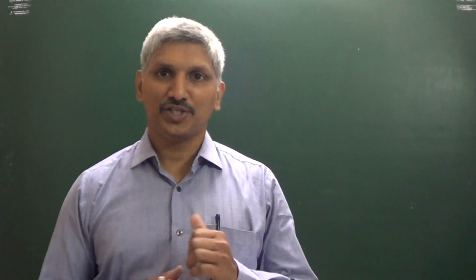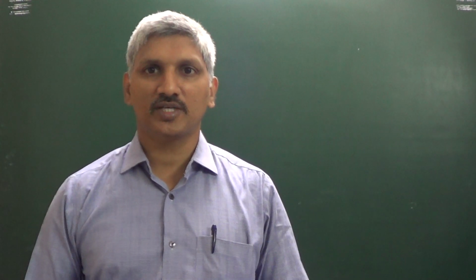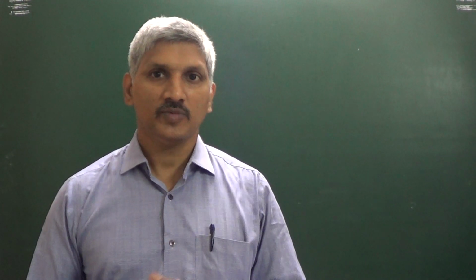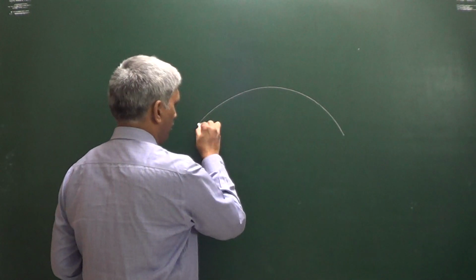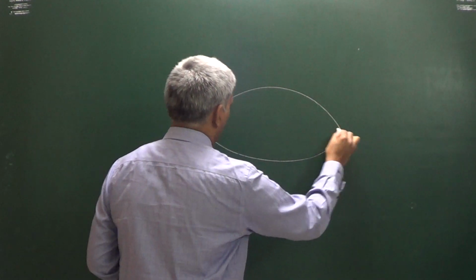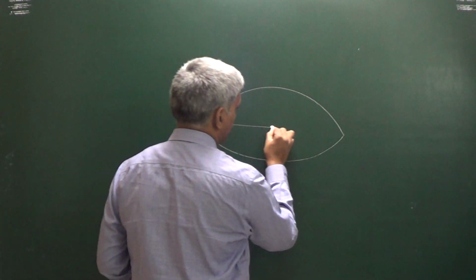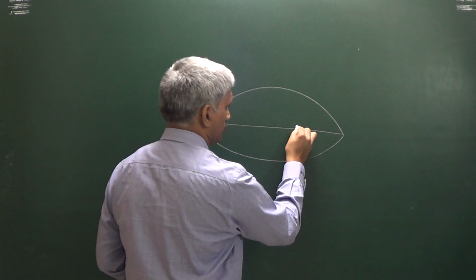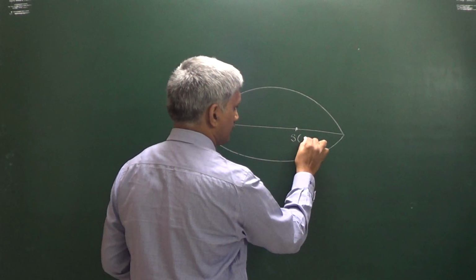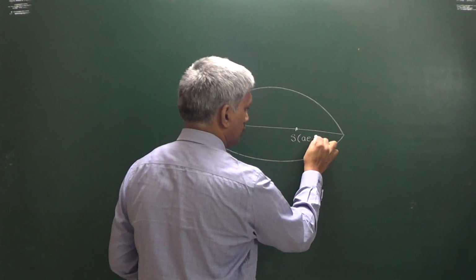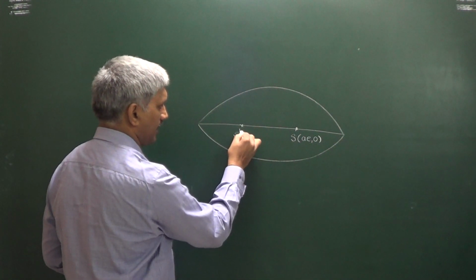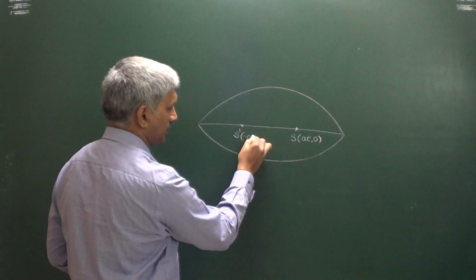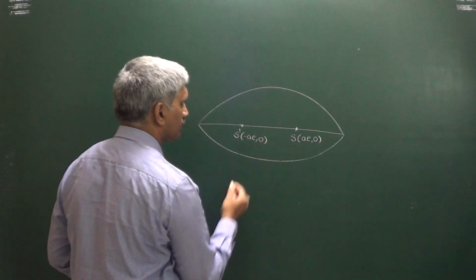Dear students, in this class I am going to discuss the auxiliary circle. What is an auxiliary circle? You see, this is an ellipse. An ellipse has two foci. Let us say one focus is (ae, 0), and the other focus is S dash, (-ae, 0).